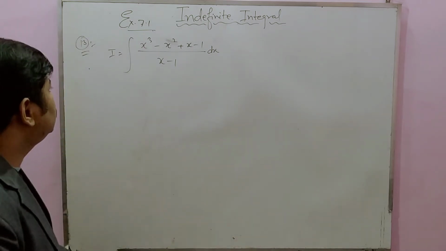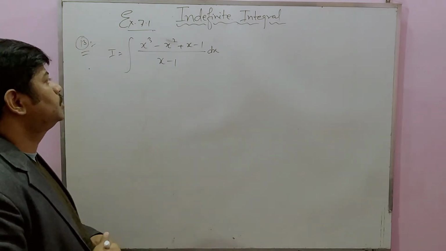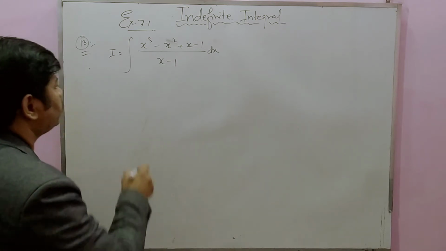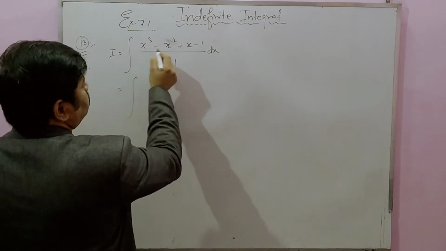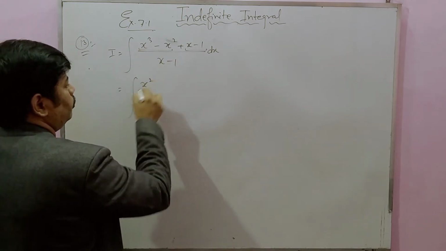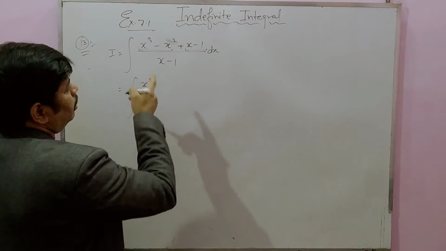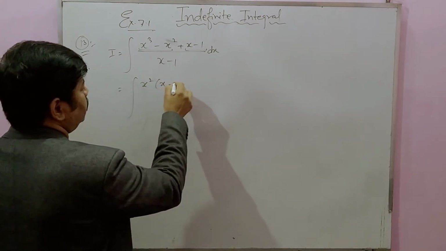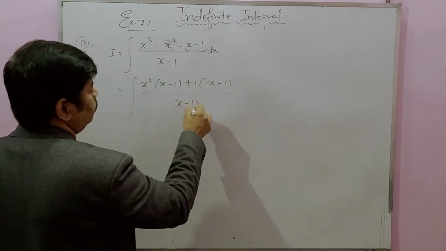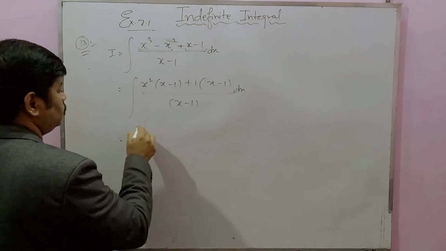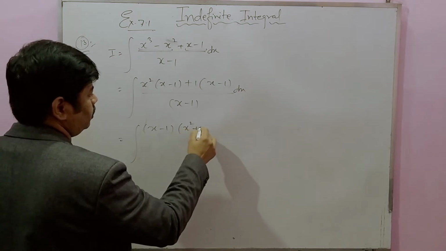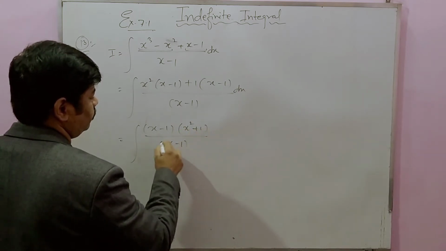Question number 13 is I equal to the integration of (x cube minus x square plus x minus 1) upon (x minus 1). First of all, we have to factor this. You can see in these two terms and these two terms, which one is common? x square. So we take x square as common: x square times (x minus 1) plus 1 times (x minus 1), upon (x minus 1) dx. Now x minus 1 is common, so what remains is (x square plus 1)(x minus 1) upon (x minus 1) dx.